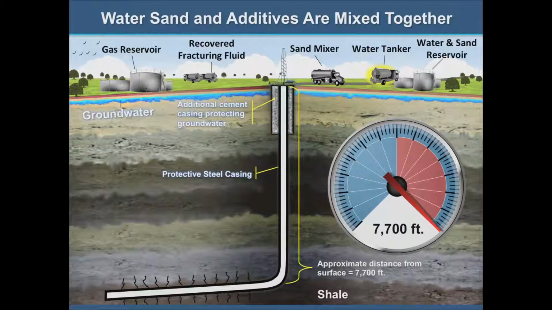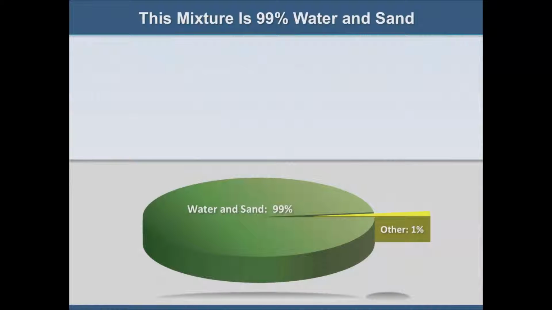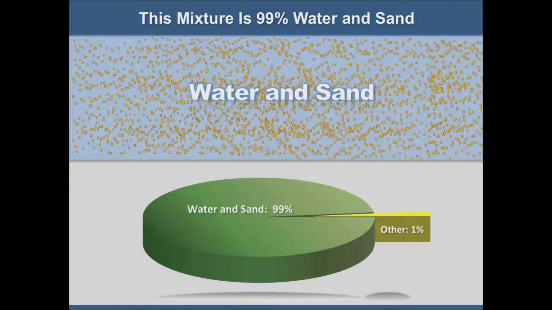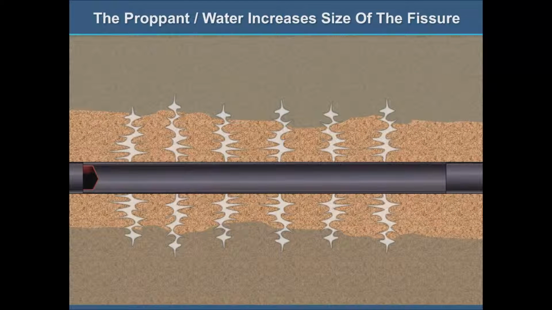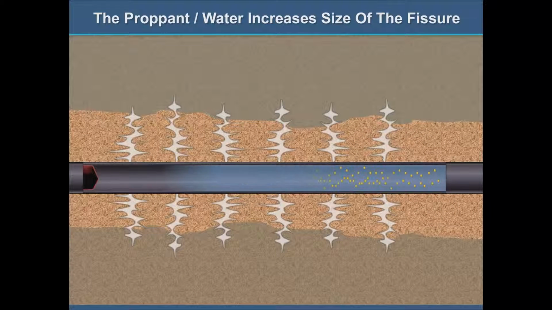Water and sand are then blended with additives in preparation for insertion into the borehole. This mixture is made up of over 99% water and sand, and less than 1% other additives. The water and sand mixture, or proppant, is injected into the borehole and travels down the depth of the borehole into the shale layer. The pressure caused by the water mixture allows the fissures to expand.